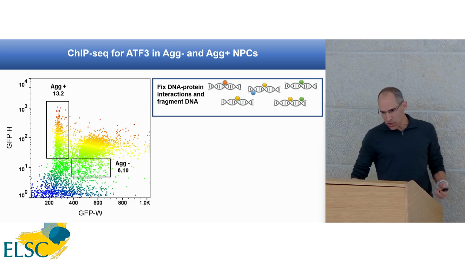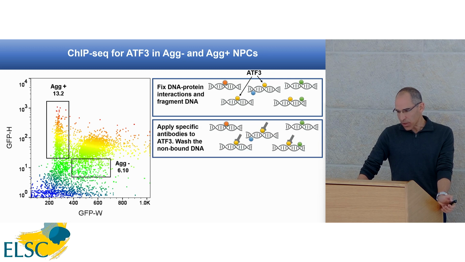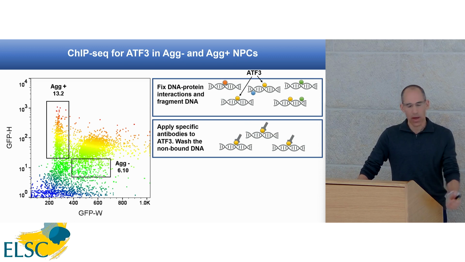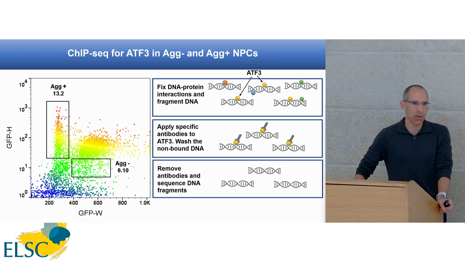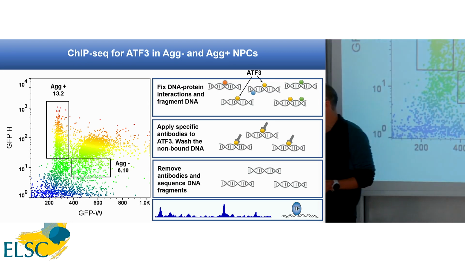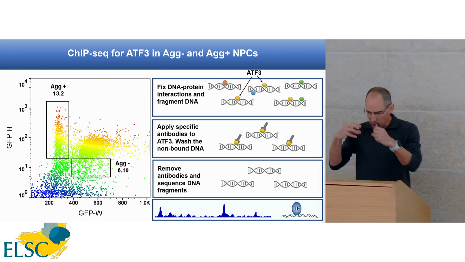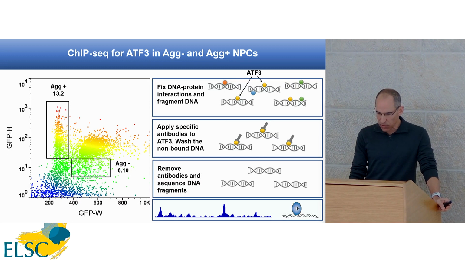What you do with ChIP-seq, you fix the DNA-protein interaction using some fixative, formaldehyde or something, and let's just assume that these yellow ones are ATF3, and then you basically come with ATF3 antibodies. So you wash out everything else, you're left only with ATF3 bound to your DNA, and then you release the DNA and you sequence it. So what you get are maps of everything in the genome that ATF3 is bound to, because every peak that you see is actually made of a lot of sequences that accumulate on this particular region. So this is ChIP-seq for ATF3.